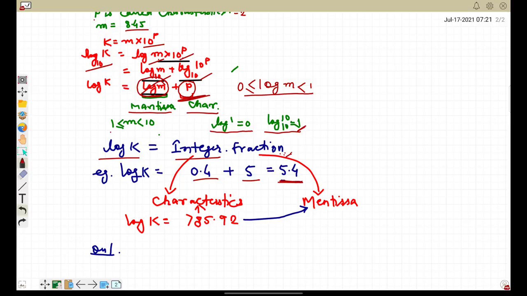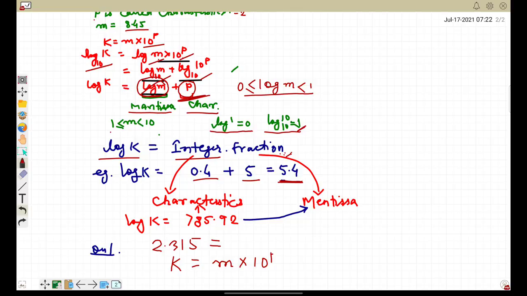So we will try to solve some questions which are based on the concept of characteristics and mantissa. So first example, just take the example, which one is 2.315. If we try to write the complete number in terms of log m, what do we need to write first? We need to write any number k in the form of m into 10 raised to the power of p.